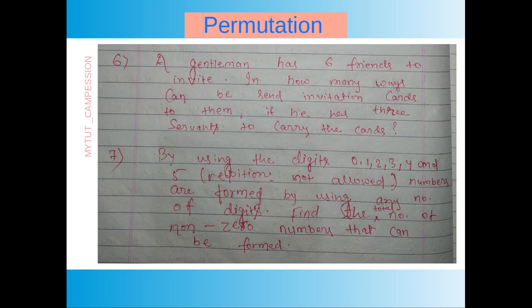Now seventh question is, by using the digits 0, 1, 2, 3, 4 and 5, repetition not allowed, numbers are formed by using any number of digits. Find the total number of non-zero numbers that can be formed.